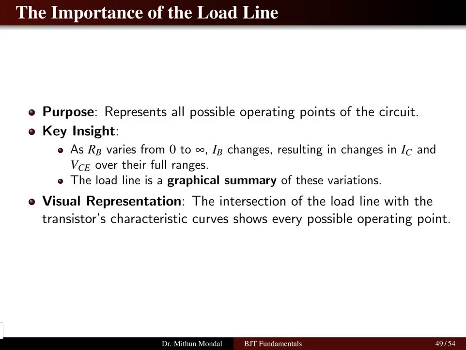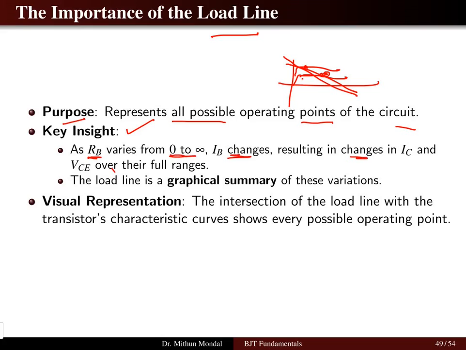So the importance of the load line is basically that it represents all possible operating points of the circuit. So we have seen that once you get the Q point, you have different operating points, which are the intersecting points of the load line with respect to the curve in the active region. The key insight is that as the resistor RB varies from 0 to infinity, the base current will change, resulting in a change in the collector current and collector to emitter voltage over their full ranges. This load line is basically a graphical summary of these variations.